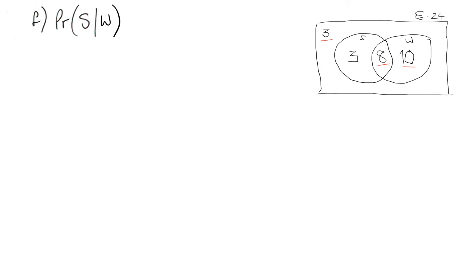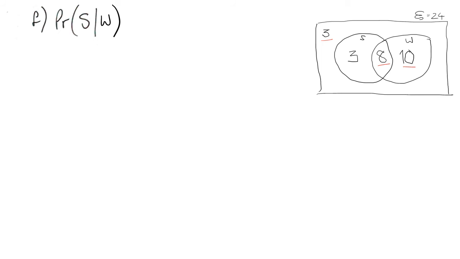Then we get on to something which is a bit trickier again. So we've got the probability of S given W. Now there's a few ways that we can think about this one, and they both are perfectly good. They depend a little bit on the information that you are given. Okay, so looking again, the probability of S given W. So let's start off with thinking about it just in terms of the Venn diagram.